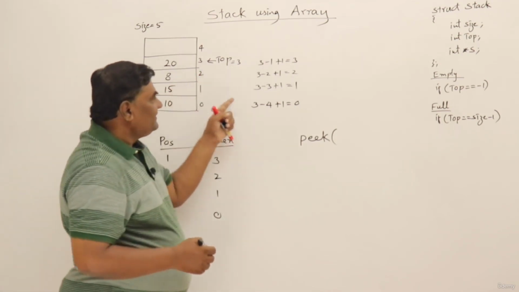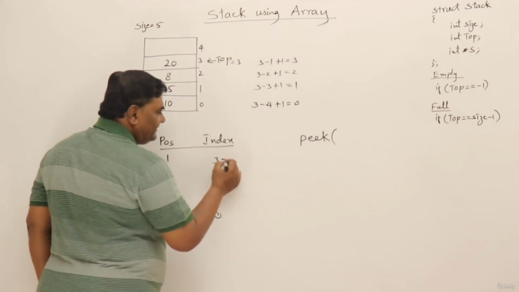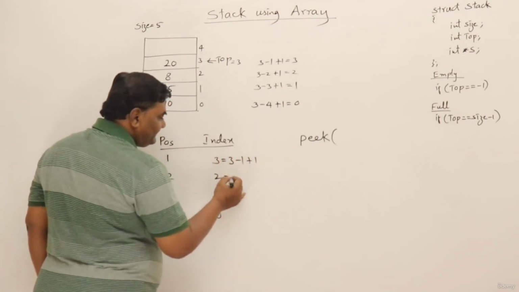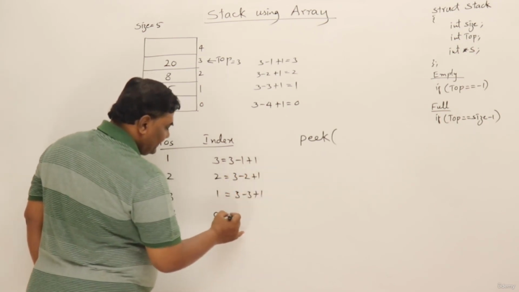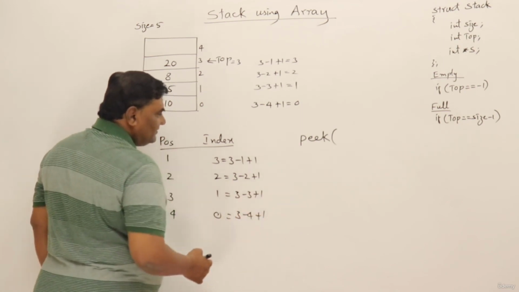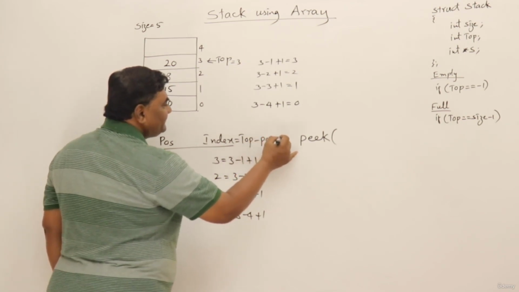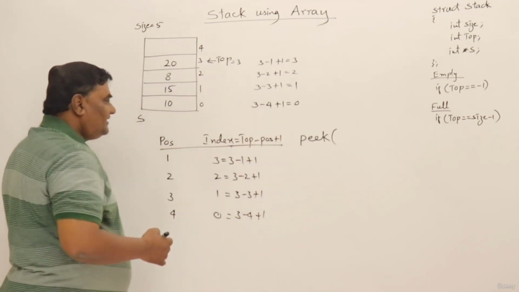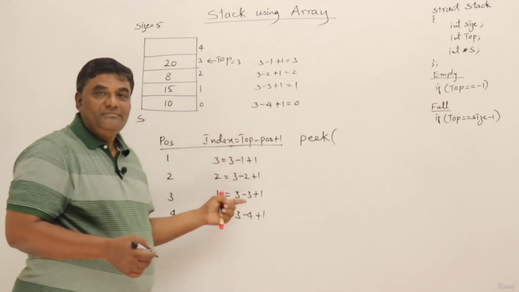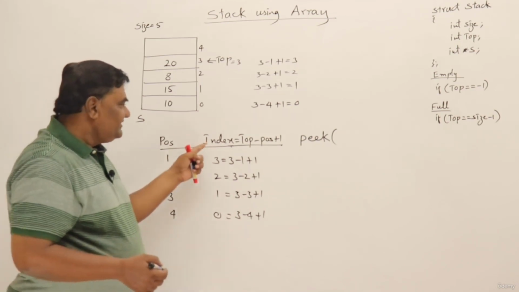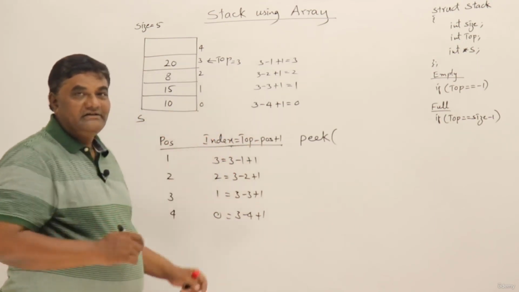So with the help of the top pointer, I can get the index in an array. So this should be taken as 3 minus 1 plus 1, that is, the answer is 3. 3 minus 2 plus 1. And 3 minus 3 plus 1. 3 minus 4 plus 1. So this index can be obtained by top minus position plus 1. This is how I have obtained the formula from observation. By observing these positions and the top pointer, I have obtained the formula. So using this formula, we can convert the position into an index in an array.